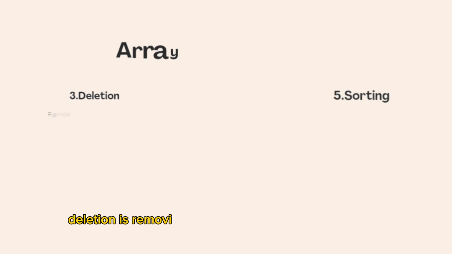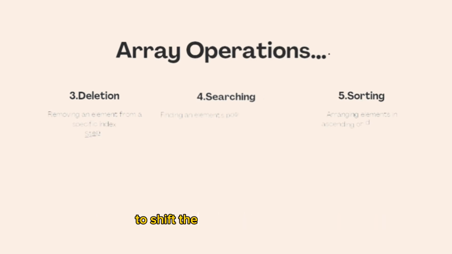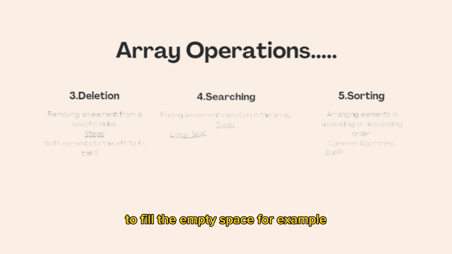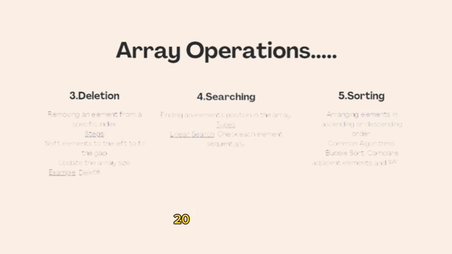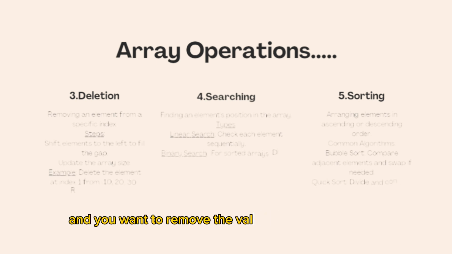Deletion. Deletion is removing a value from an array. After deletion, you need to shift the remaining elements to fill the empty space. For example, if you have an array with values 10, 20, and 30, and you want to remove the value at the second position, first remove 20. Then move 30 to the second position. The final array will be 10 and 30.